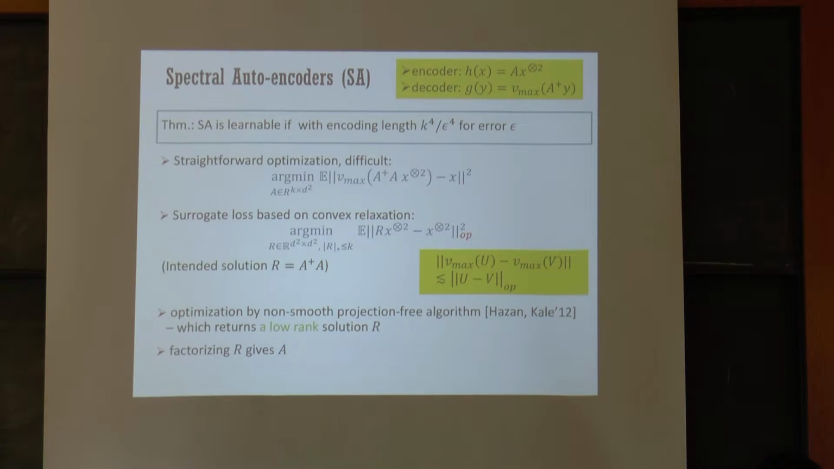You can do probably any convex relaxation method, but we really need to use a non-smooth projection-free algorithm. The reason is that we don't just want a matrix R, because if R is dense, then it's not of very good use for us. We really want a low-rank matrix R, which is factorizable into A times A pseudo-inverse times A. This projection-free algorithm can give us a low-rank solution R. The idea is that every time it only has a rank 1 update, and if it converges fast enough, then you're going to have a low-rank solution. That's one reason why we want to use this convex solution.